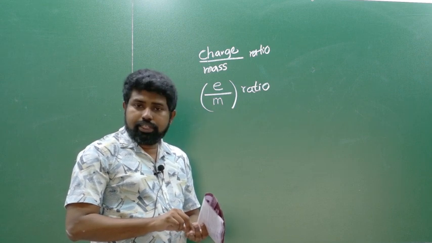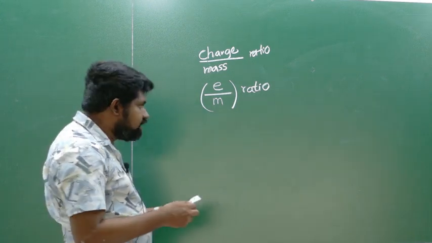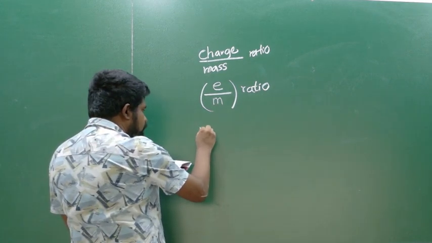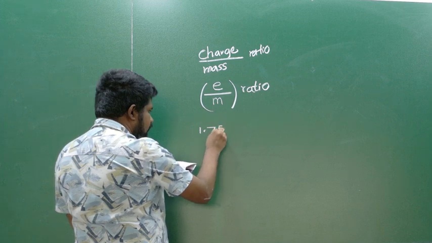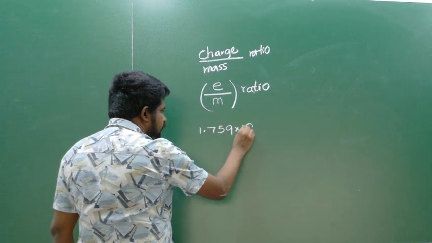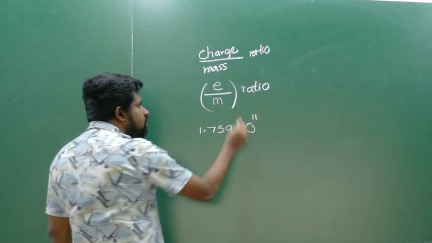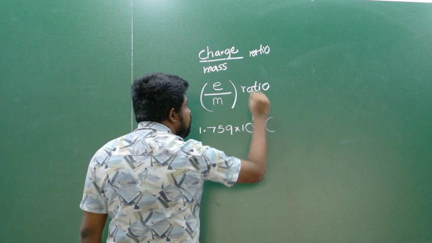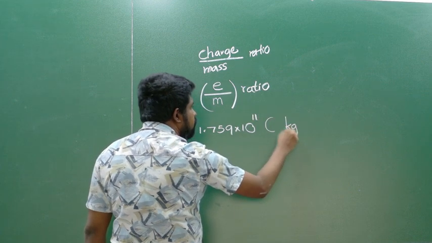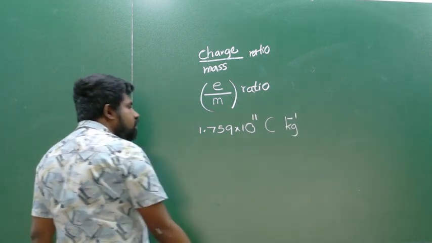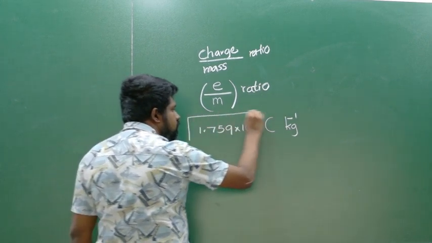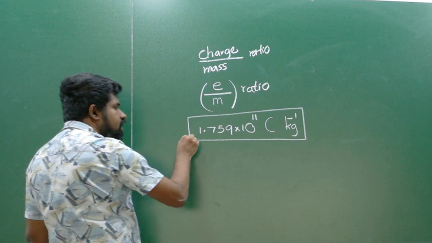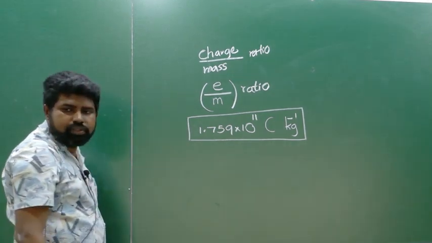So, he found the experimental value for the cathode ray particles. The experimental value was 1.759 times 10 to the power 11. Charge is measured in the unit coulomb, capital C. Mass SI unit is kilogram. So, coulomb per kilogram. This was the experimental value for e over m ratio.